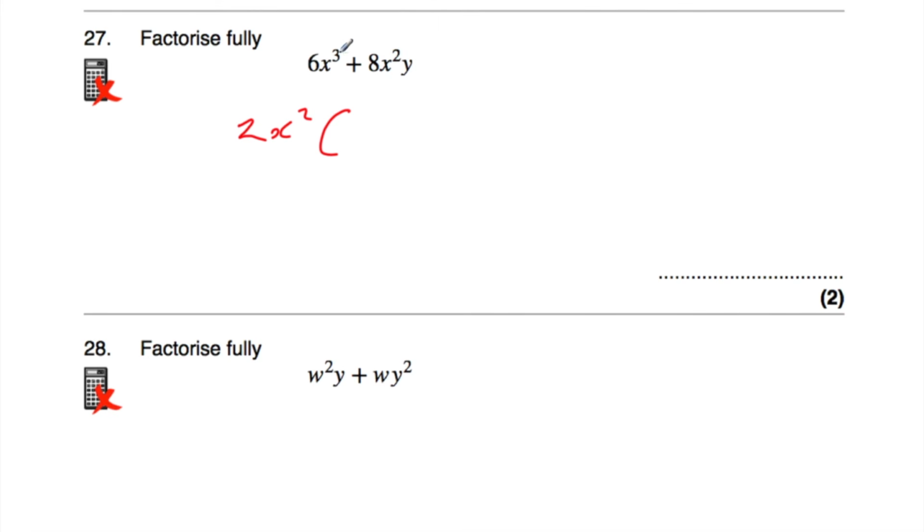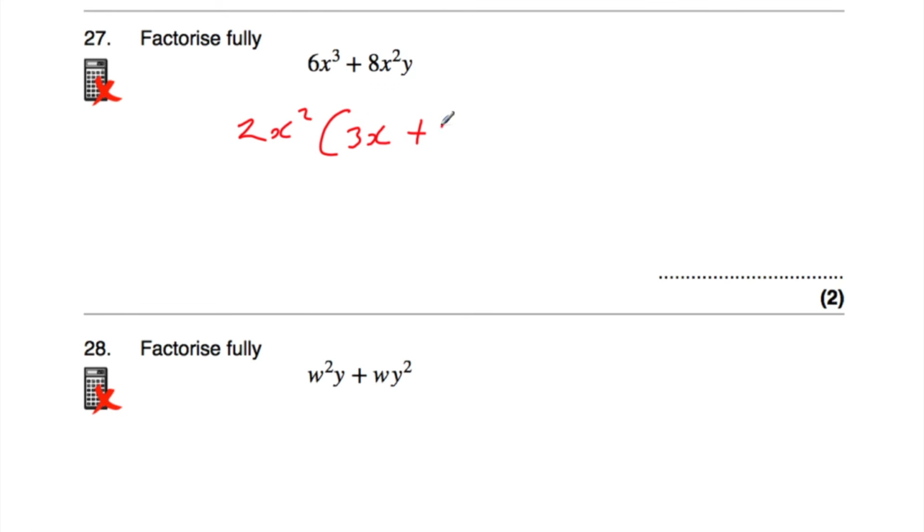So if we had 6x cubed and we divided by 2x squared, well 6 divided by 2 is 3, and x cubed divided by x squared is x, and that would be it. So we've got 2x squared times 3x, and that would be 6x cubed, fantastic. And then plus, and then if we divide 8x squared y by 2x squared, let's see what we get.